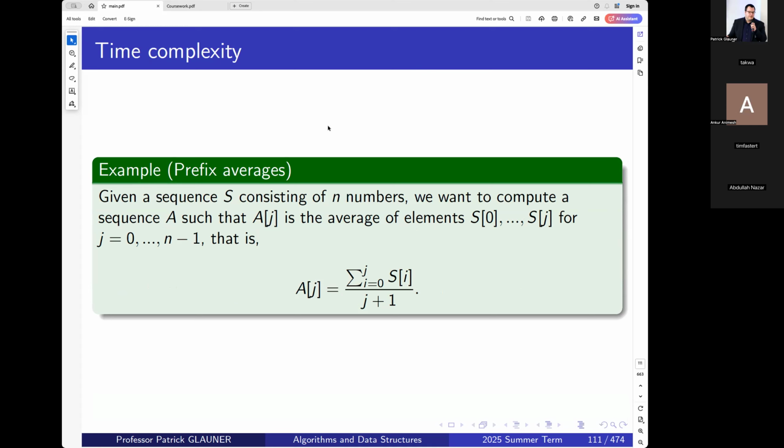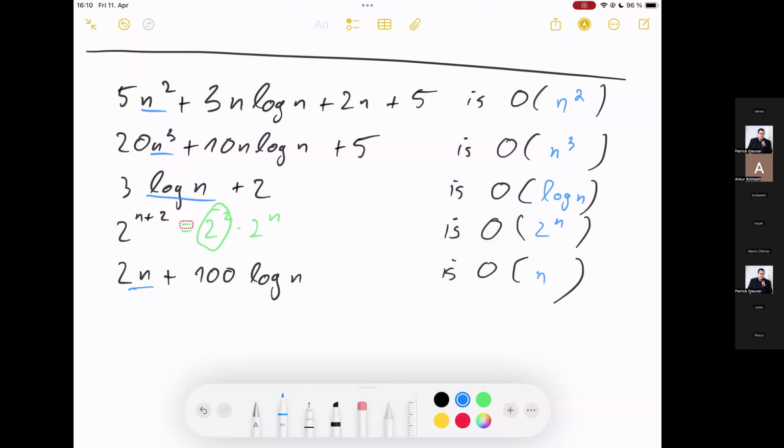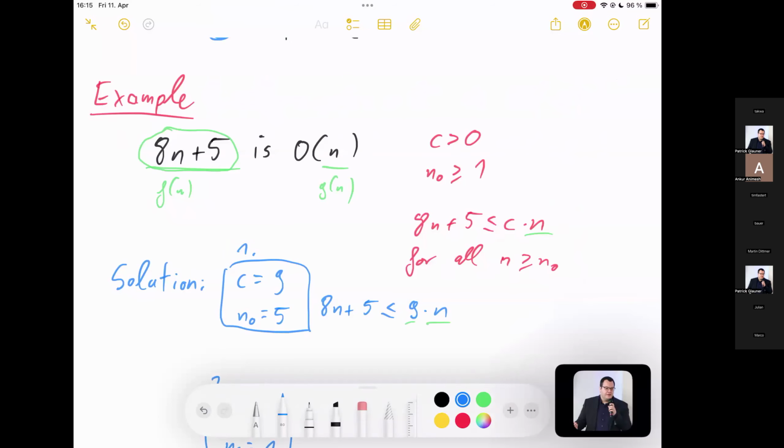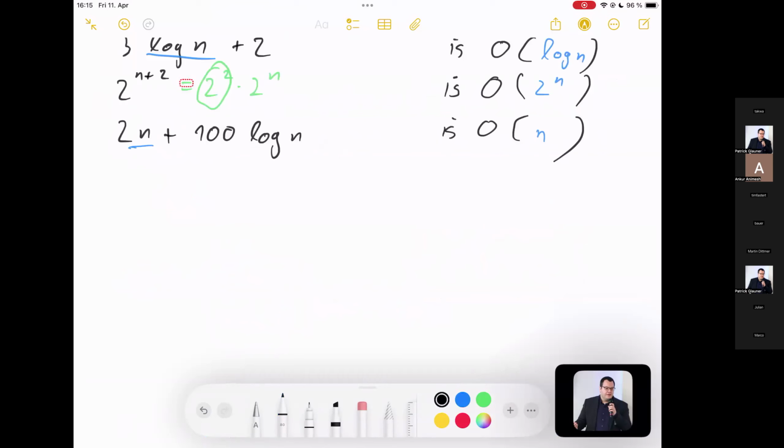We will now look at something that is called the prefix averages. It's just a minor computational problem, but we will try to implement it and step by step reduce the complexity and then implement it with the minimum complexity possible. So what are the prefix averages? I'll just show you an example.